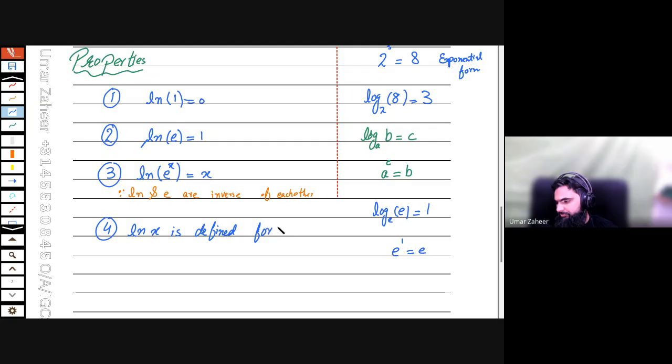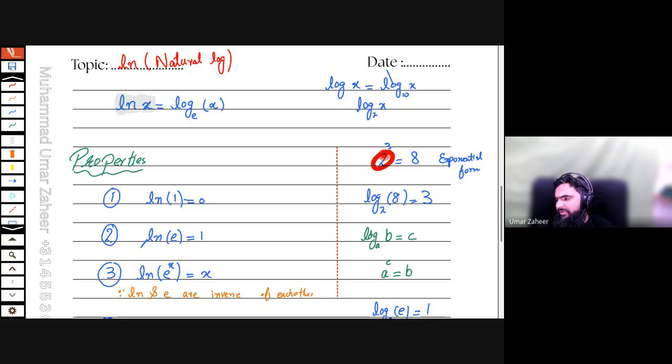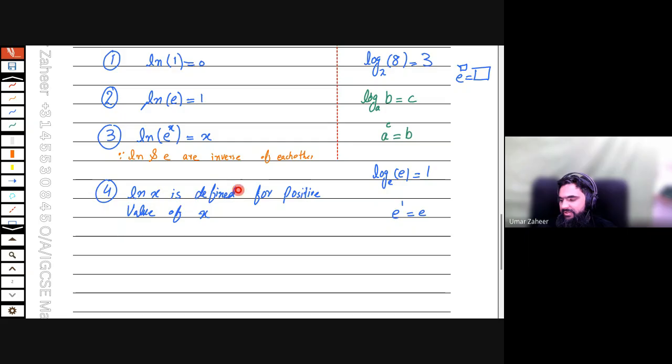for positive value of x. Okay, can you please tell me any number of any power of 2 or any power of e? The answer you can get will be in the negative answer. Is it possible you have to take the power of e and you will get the negative answer? No, sir. It can never be positive. So that's why the natural log is defined for the positive value of x, not for the negative value. For example, if you're going to be taking the natural log of -2, so it is undefined.